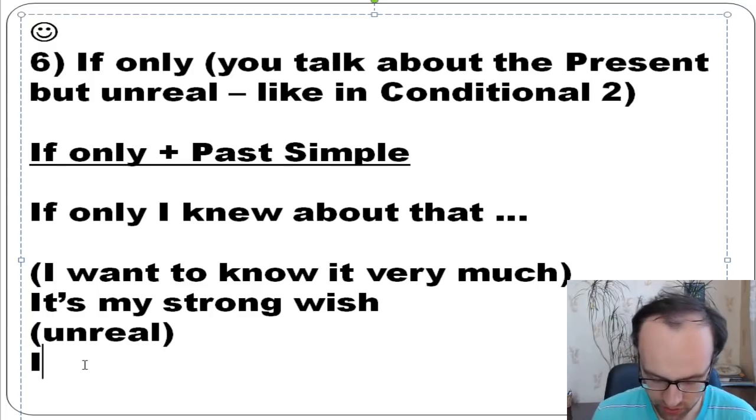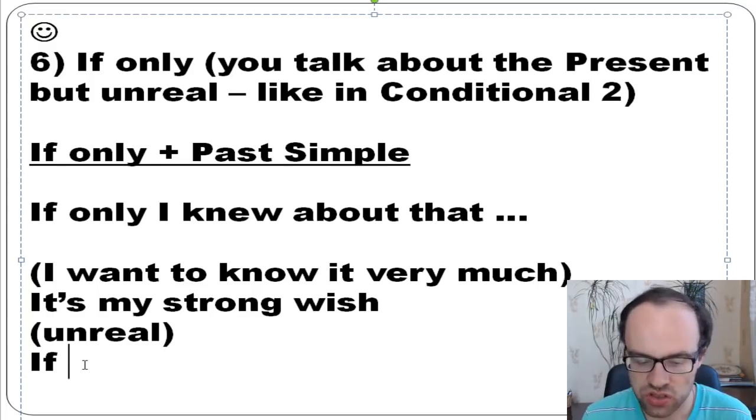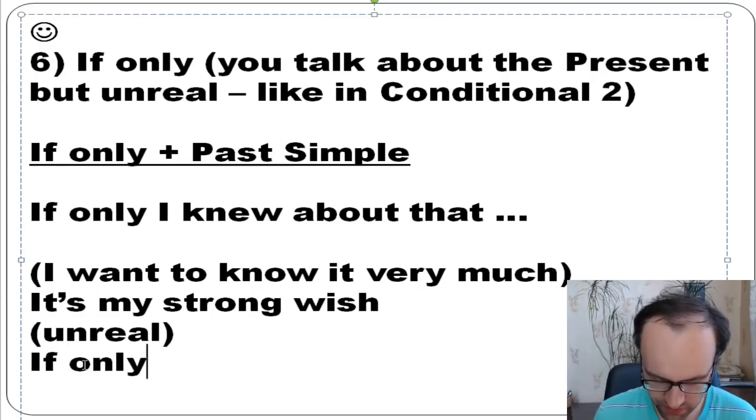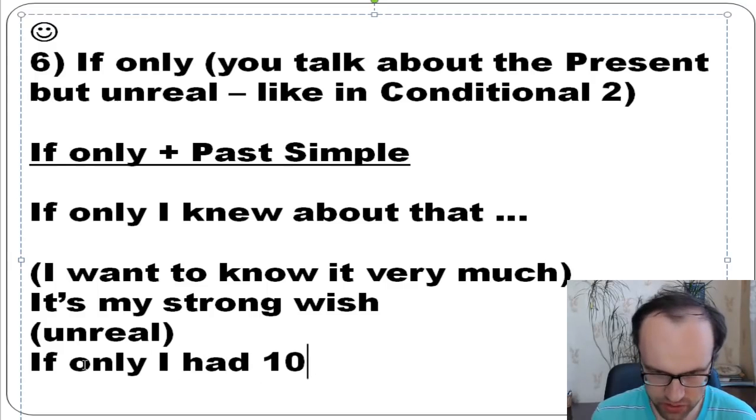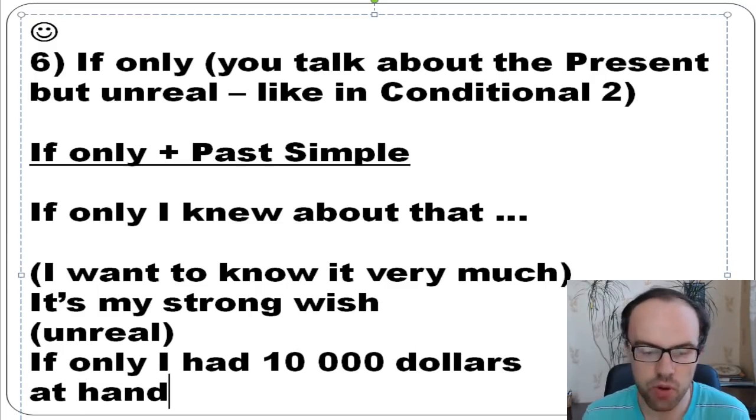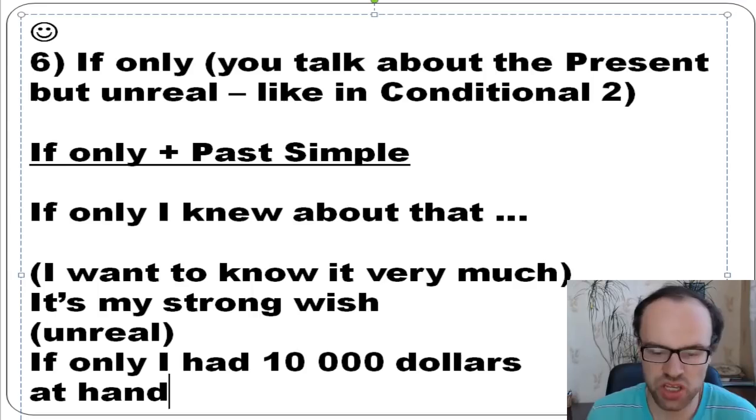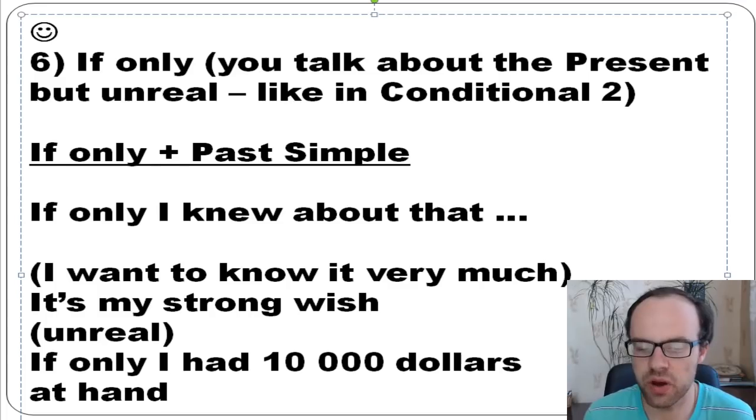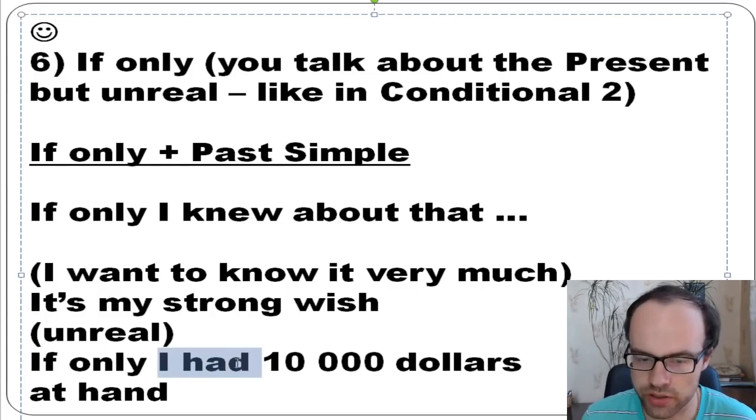Or maybe you need $10,000, and you can say, "If only I had $10,000 at hand," for example. But you don't have it at hand, maybe you need to borrow this money, and so you say, "If only I had $10,000 at hand." It means it's about the present because we use past simple.